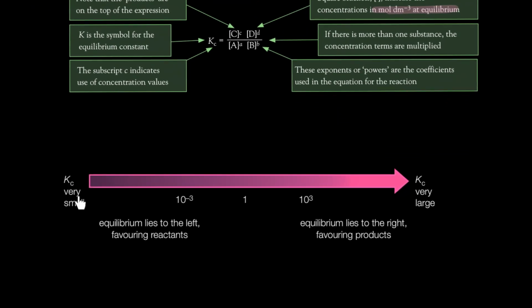If Kc is very small, that means what? That the denominator is small. And if the denominator is small, that means the reactants are heavier. The equilibrium lies towards the reactants end, right? So the equilibrium lies to the left, favoring the reactants. That's if the Kc is small. And if the Kc is very large, about 10 raised to the power 3 or larger than this, that means the equilibrium lies to the right, favoring products, right?